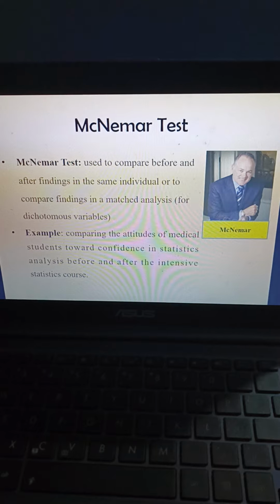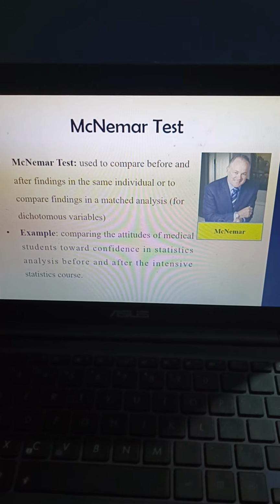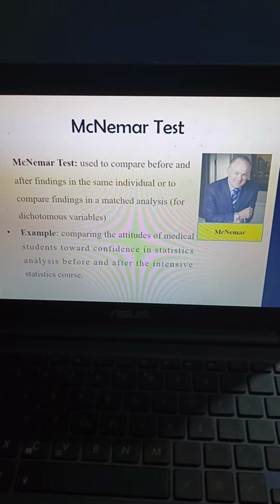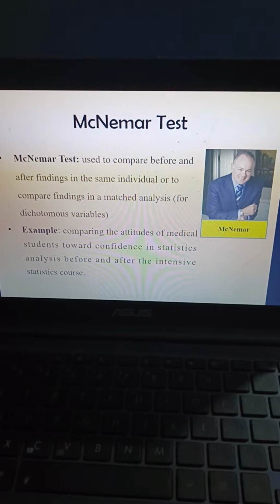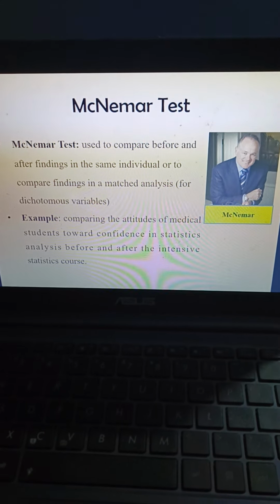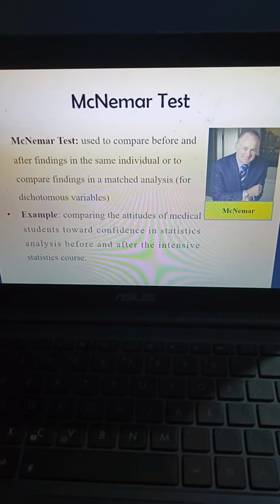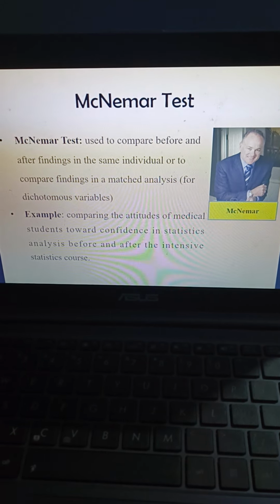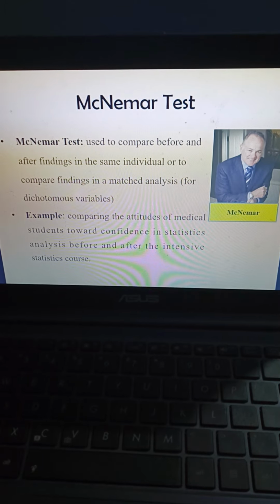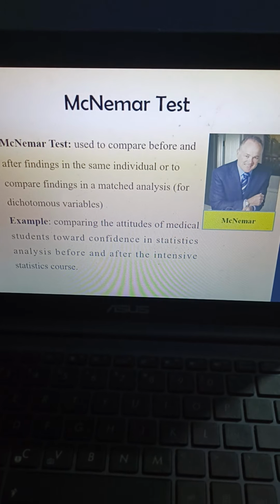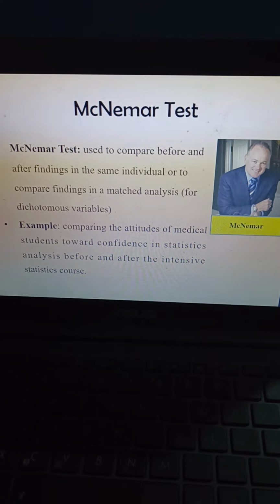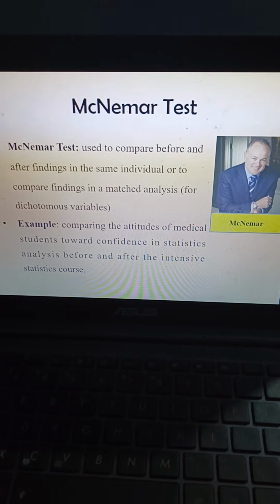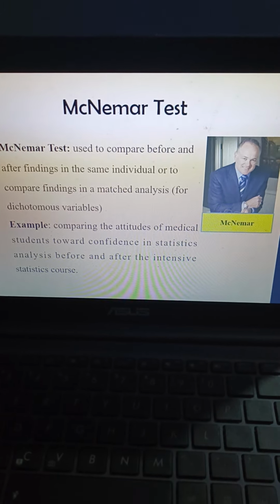Then coming to McNemar test. McNemar test is used to compare both before and after findings in the same individual, or to compare findings in a matched analysis for dichotomous variables. For example, comparing the attitudes of medical students toward confidence in statistics analysis before and after the intensive statistics course. This is the person McNemar.